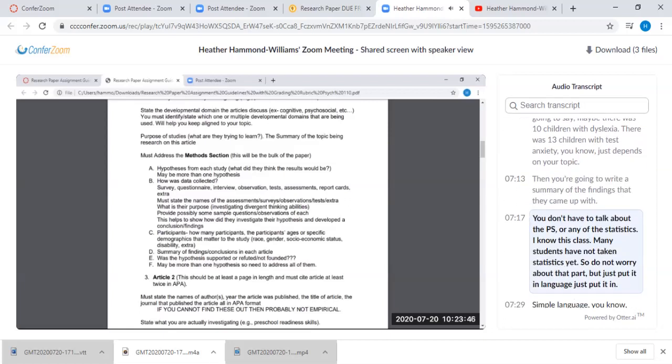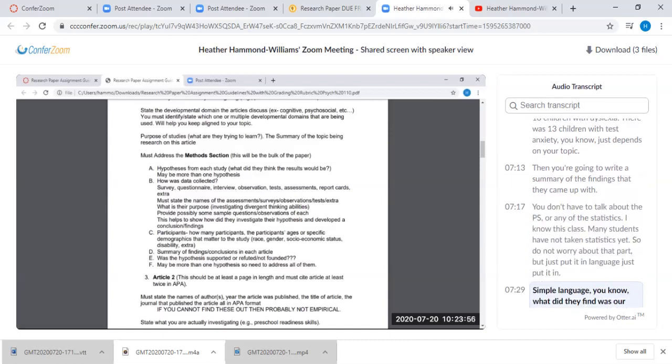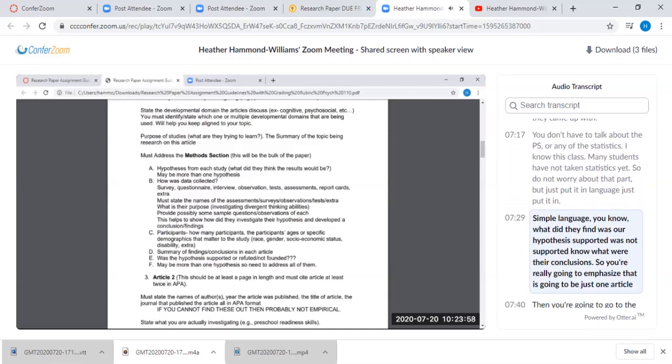You don't have to talk about the p-values or any of the statistics. I know in this class many students have not taken statistics yet, so do not worry about that part. But just put it in simple language. What did they find? Was their hypothesis supported? Was it not supported? What were their conclusions? So you're really going to emphasize that. That is going to be just one article.